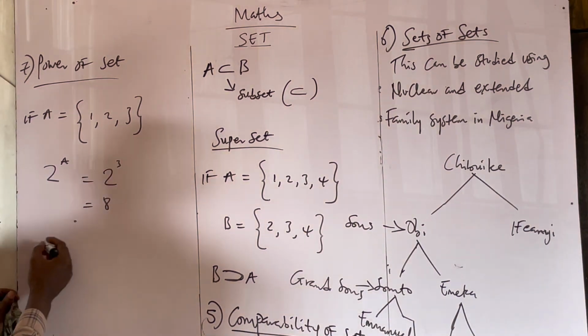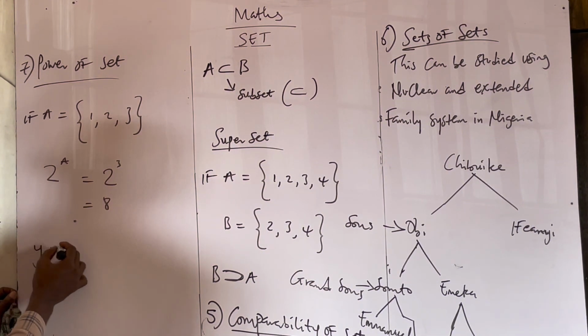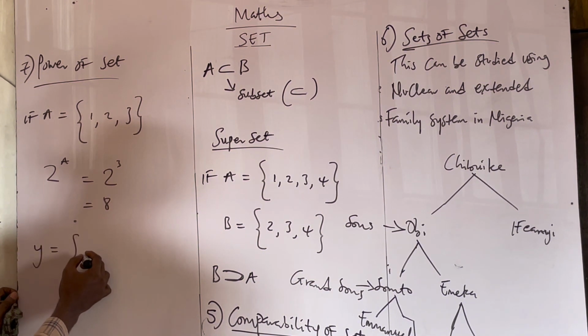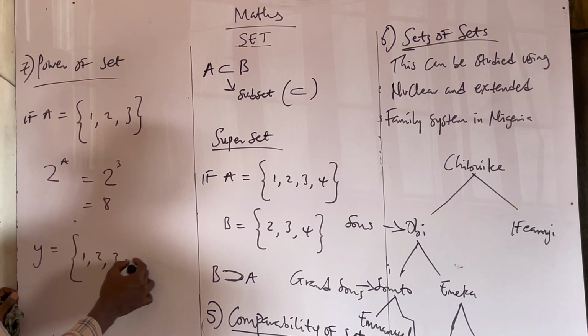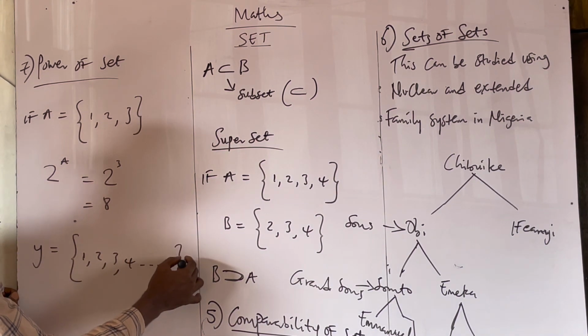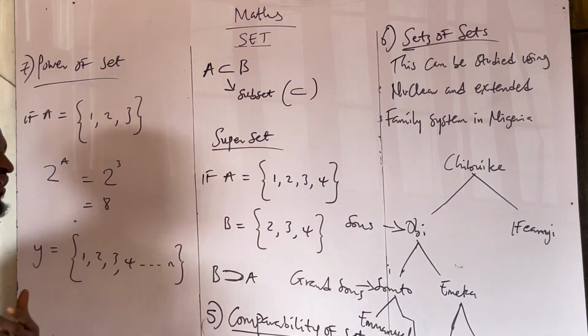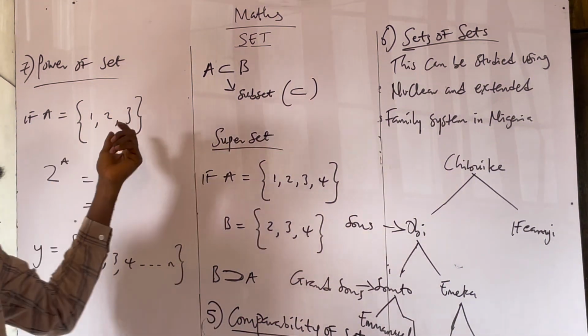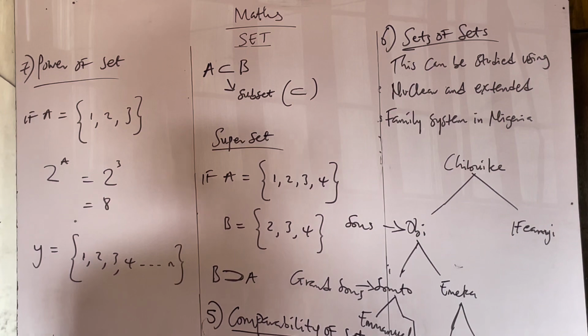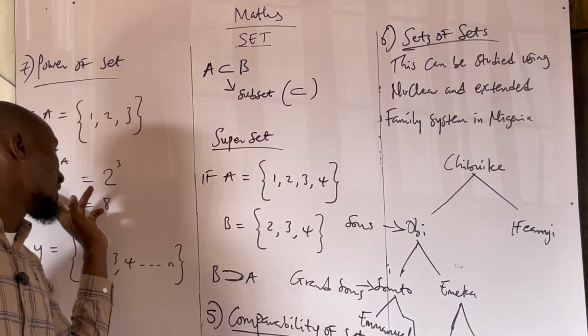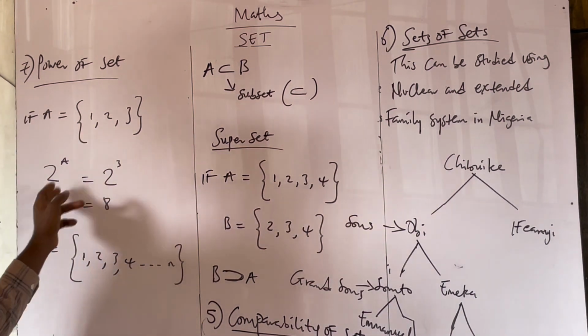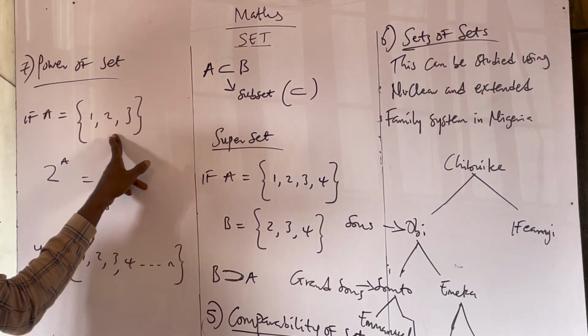Let me explain. When you have y is equal to 1, 2, 3, 4 to n, this is 2 raised to the power n, right? So what are we saying in essence here? We're trying to say that in power of sets, it is 2 raised to the power of the number of elements in the set, which is 3.